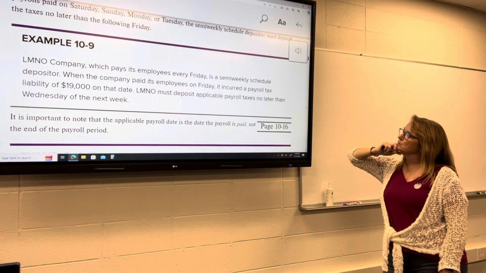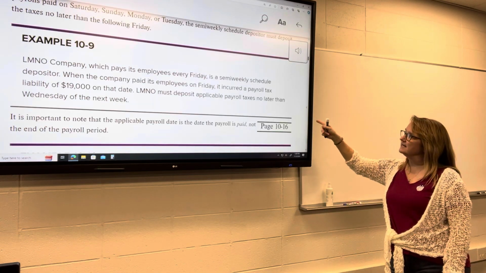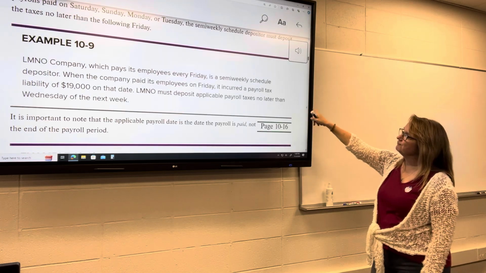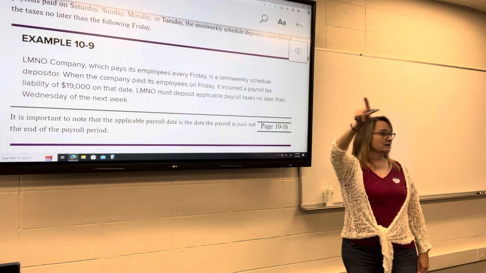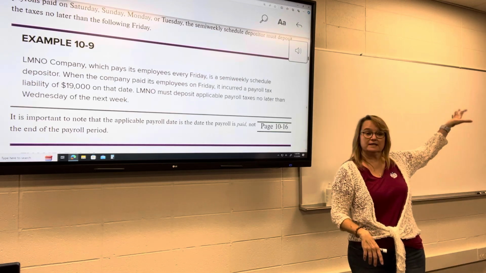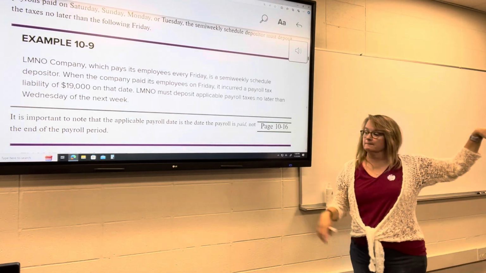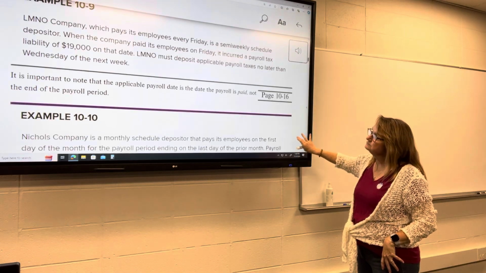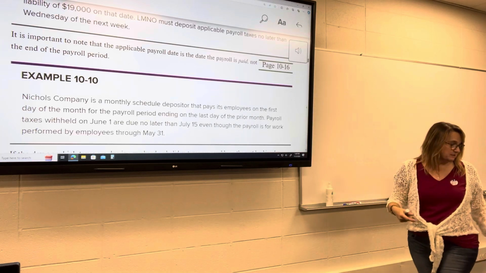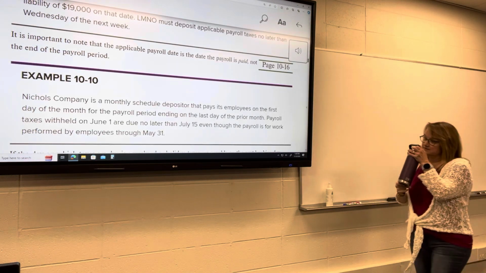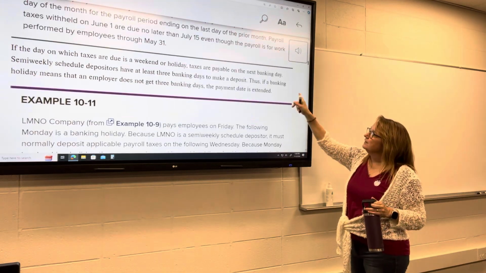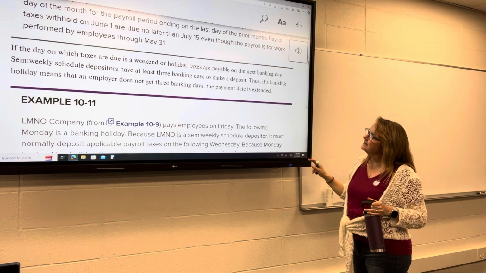So here's LMNO, which pays its employees every Friday. They're a semi-weekly scheduled depositor. So they paid on Friday, which means by next Wednesday they're going to have to make the deposit for all of the payroll taxes that were collected in that previous payroll period, okay? And again, that's the payroll date when the actual amounts are paid, not the end of the payroll period, because that could be different. I already mentioned this. That's the next banking day.